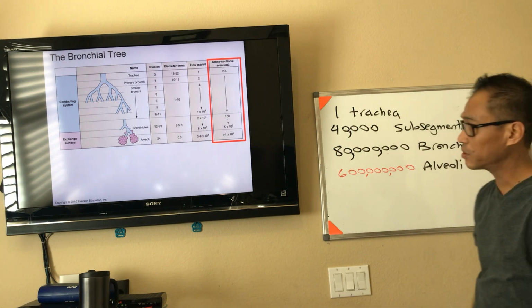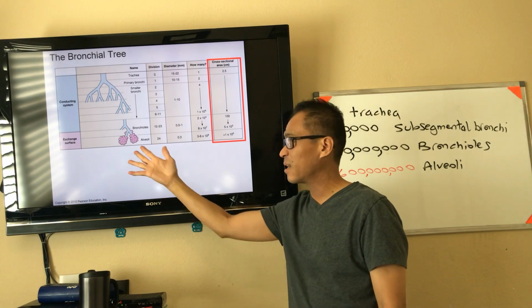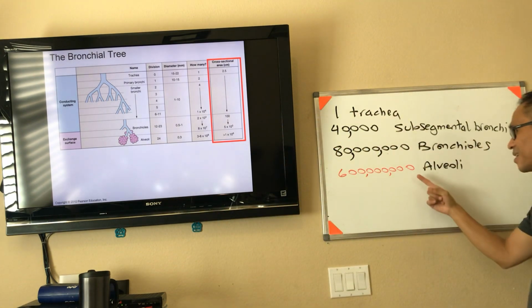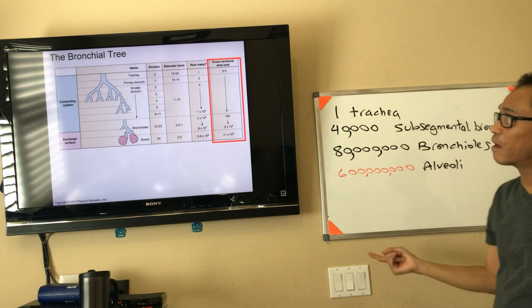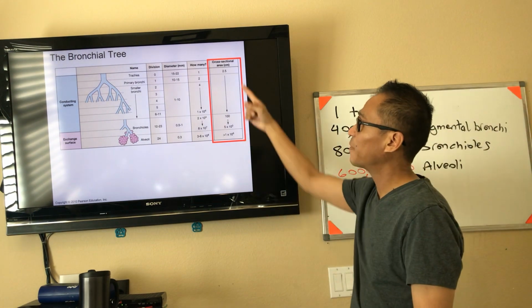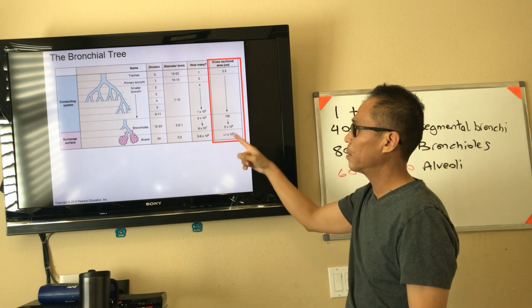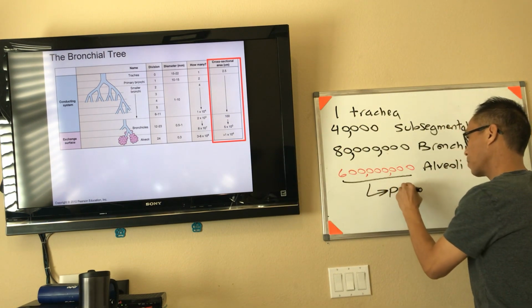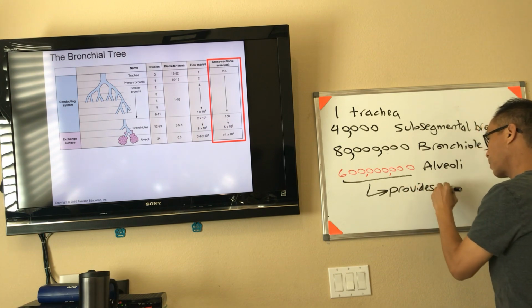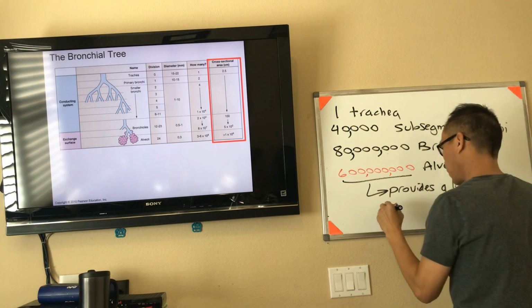In your final division, I think this is remarkable. As much as 6 times 10 to the 8 alveoli. That's 600 million alveoli. Okay, that's a lot of cross-sectional area right here. And that's really what I have emphasized here. So you have one airway, 2.5 centimeters cross-sectional area. But this provides a lot of cross-sectional area for the respiratory membrane.